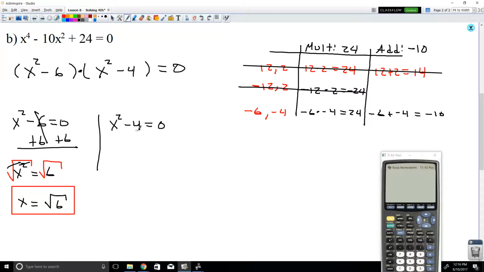So now in here, let's solve for x. So we have x squared equals 4. Again, you want to cancel out the second exponent, so we take the square root, which cancels out. So here, we know that the square root of 4 is 2.